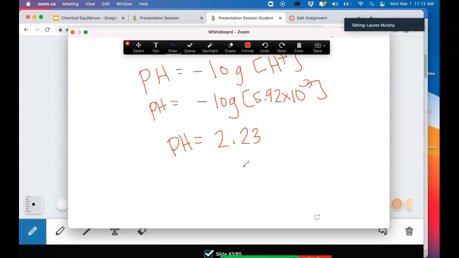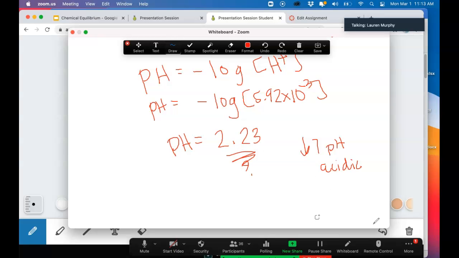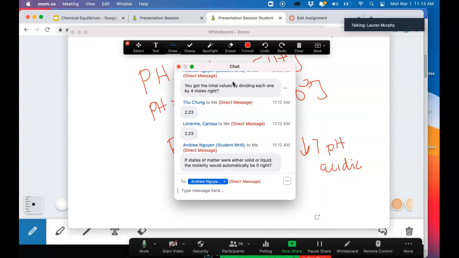Does this make sense? Less than 7? If you're lower than 7 pH, you're considered acidic, right? This should make sense. This is an acidic pH because this is the problem for an acid. It's hydrofluoric acid, so it should have an acidic pH. And I'm just showing you this because this is where these problems are going. They're going to start off as ICE charts and you're going to end up finding pHs and things like that.